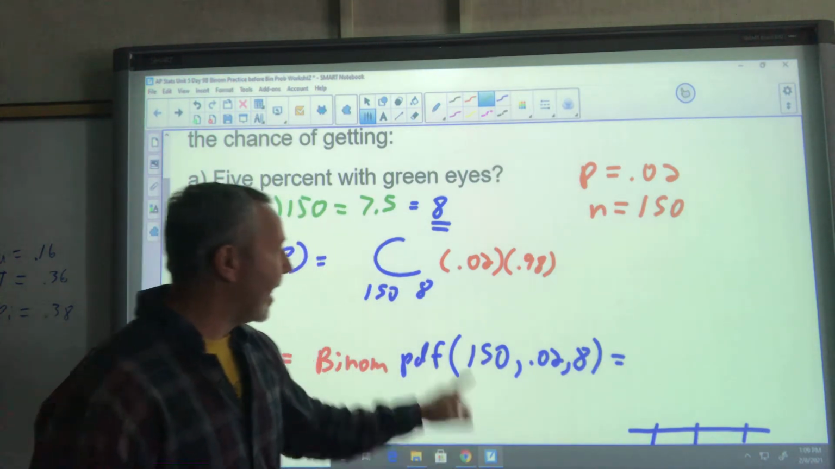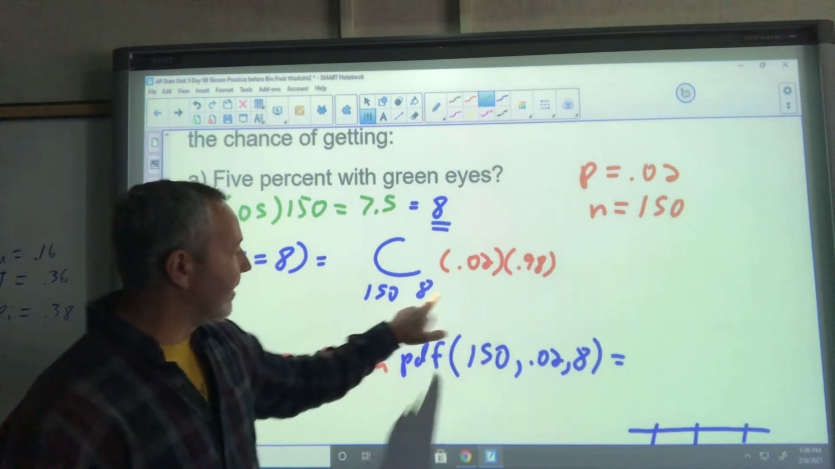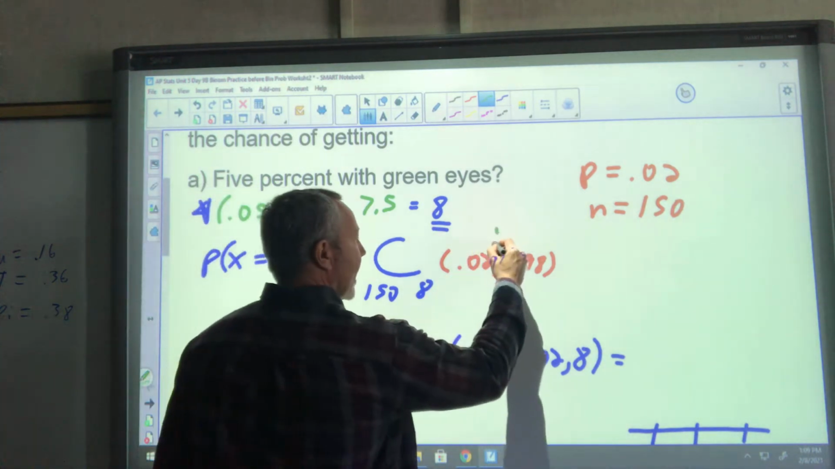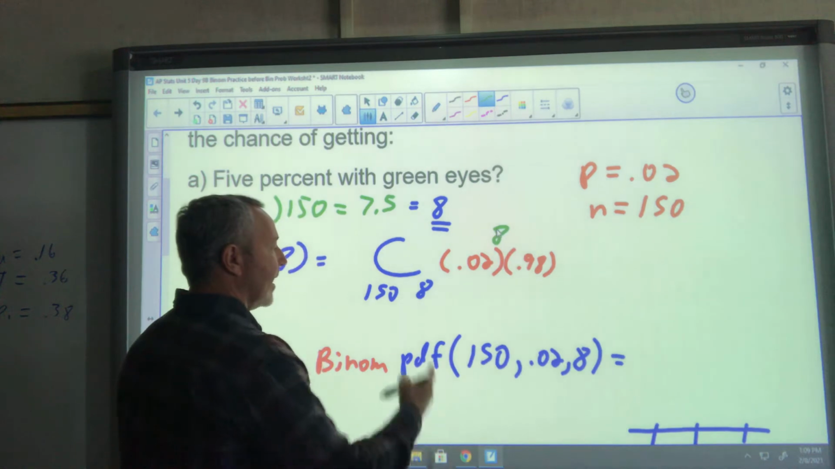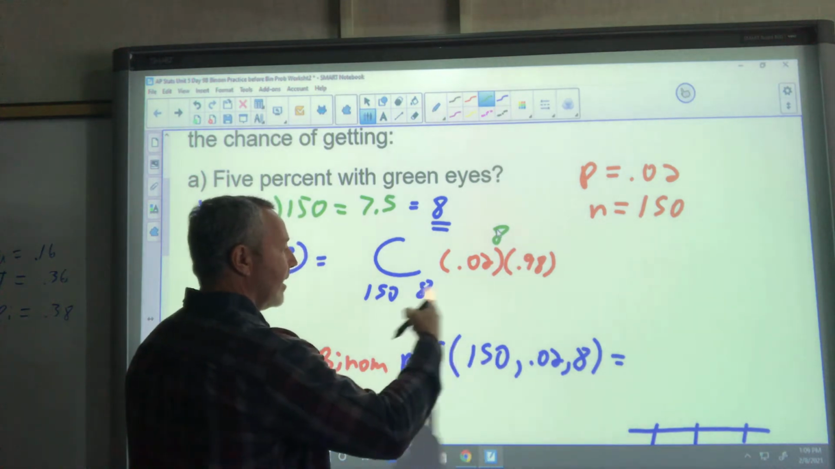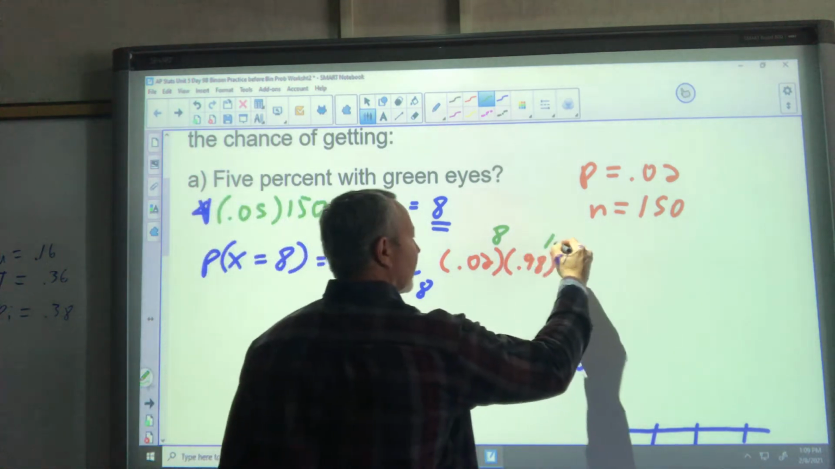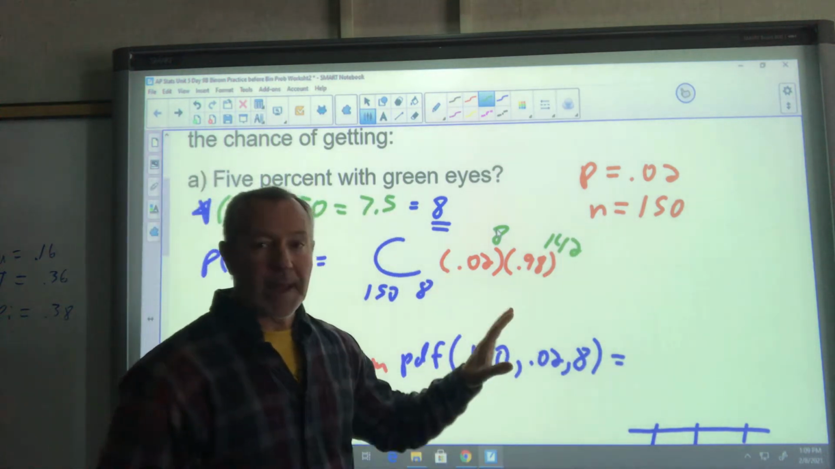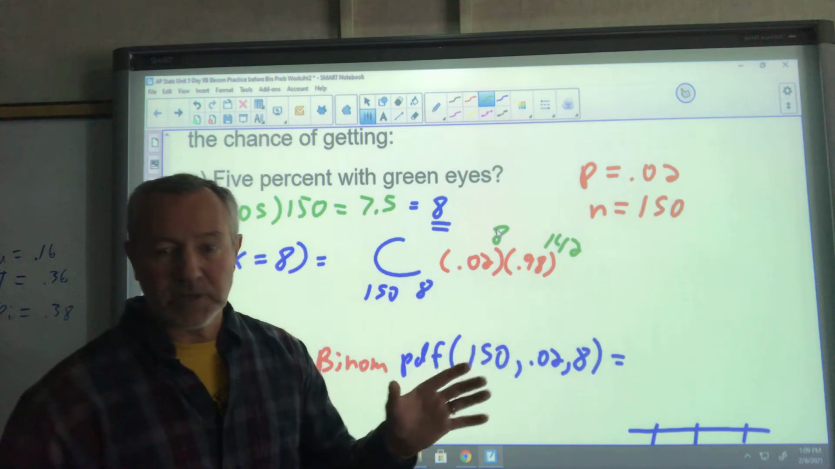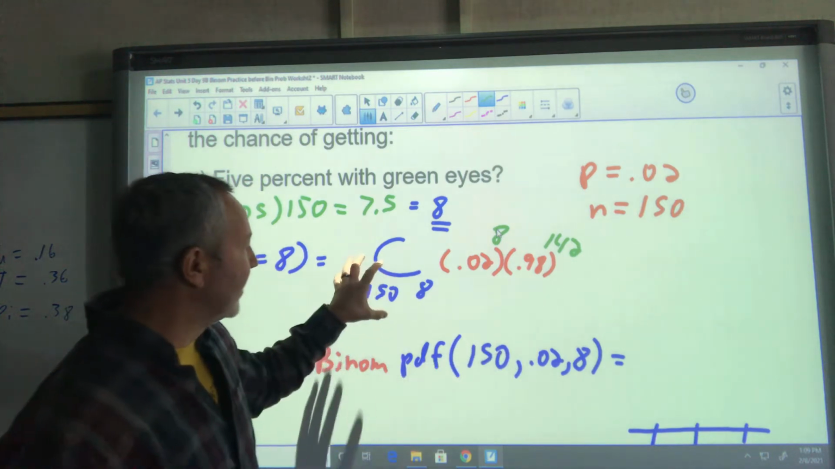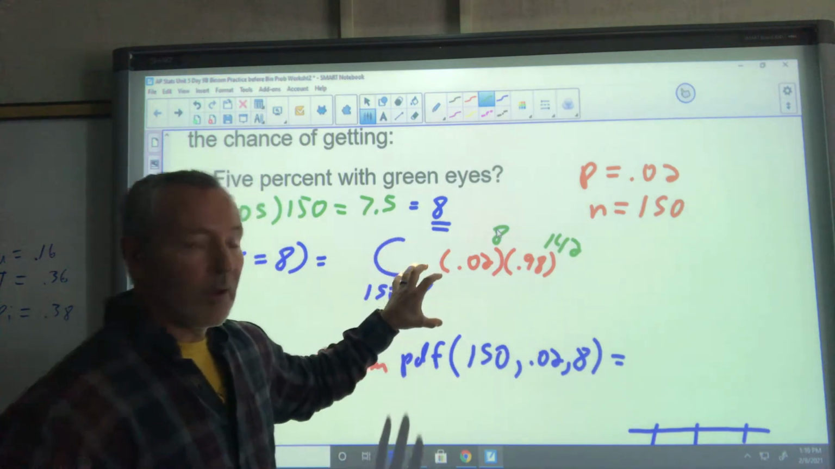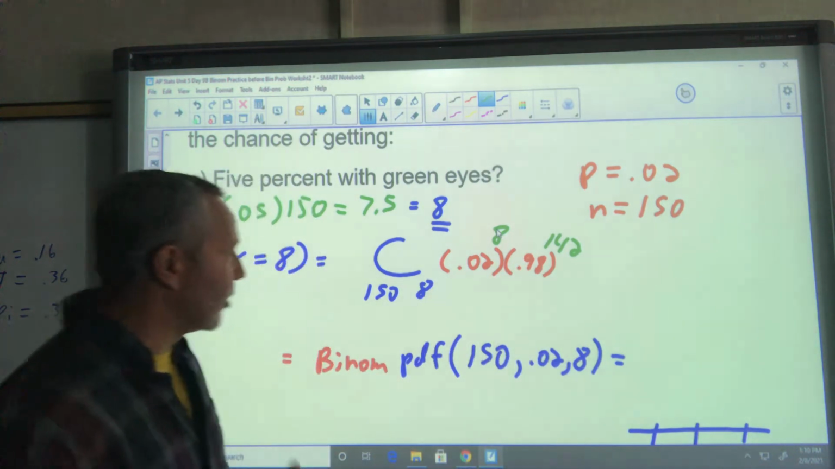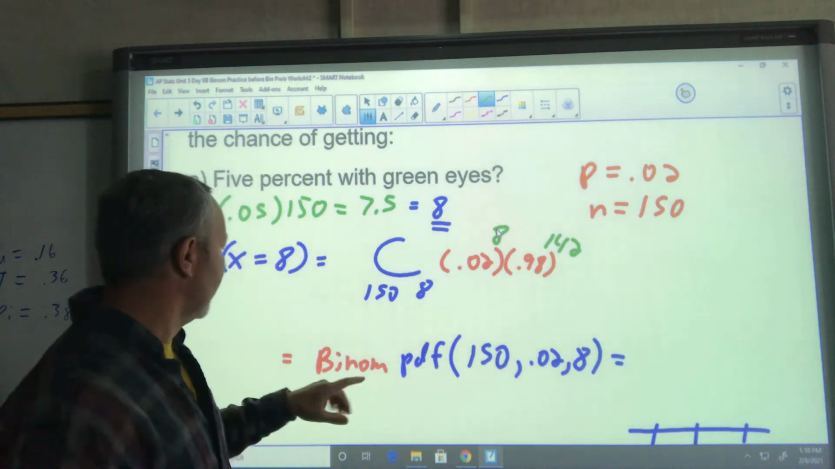Up here, this is the probability of green eyes, and notice we have 8 of those. Then 98% do not, and out of 150, there's 142 of those. Now those 8 people with green eyes could have happened in any different arrangement. There are lots of different ways it could happen, and this is how many ways. This is literally the math that your calculator does and that you could do.